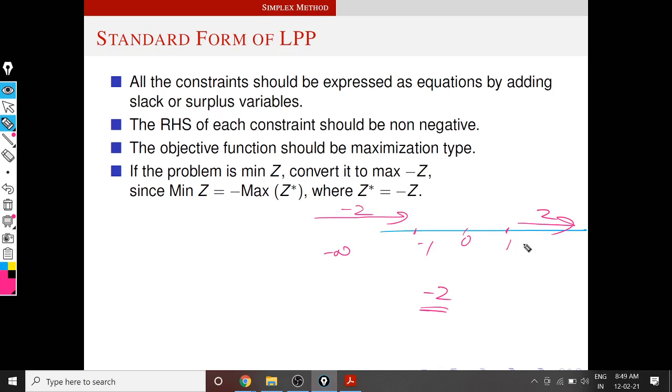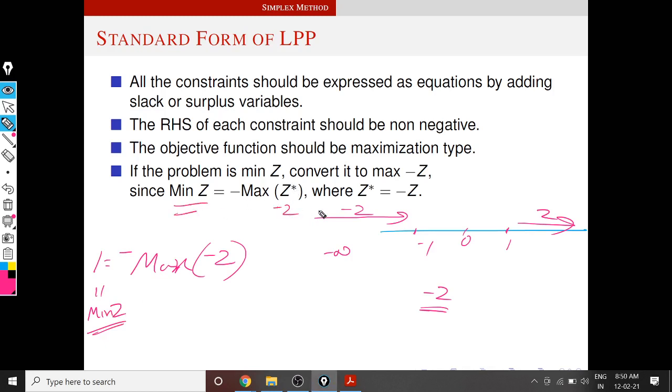Okay. Next, our aim is to identify this one using a maximization problem. Then how to find this one? We consider maximum of minus z, which is minus 1. So we consider minus of maximum of minus z. You got it? So this is nothing but the minimum of z. So we can write the minimum of z as minus maximum of minus z.